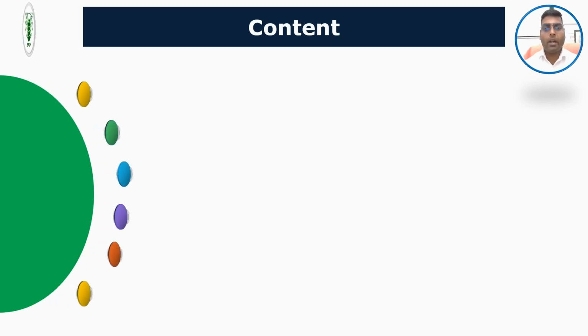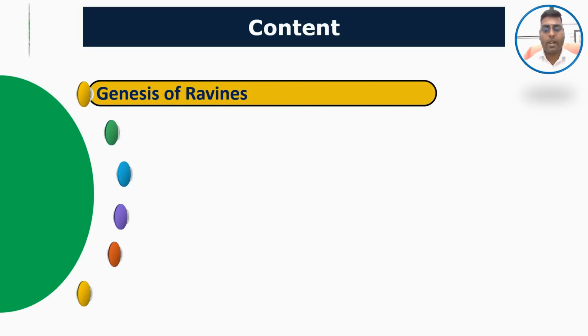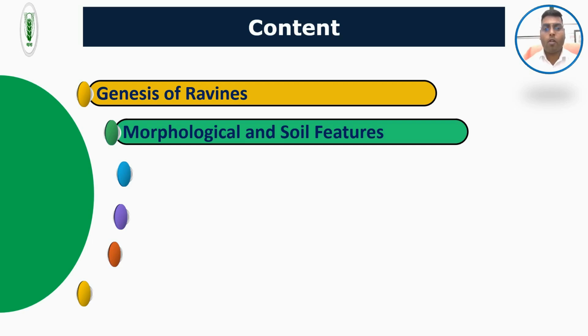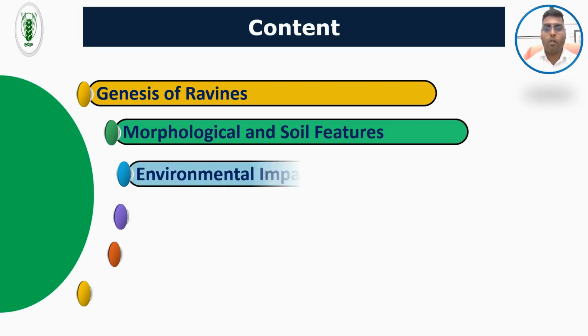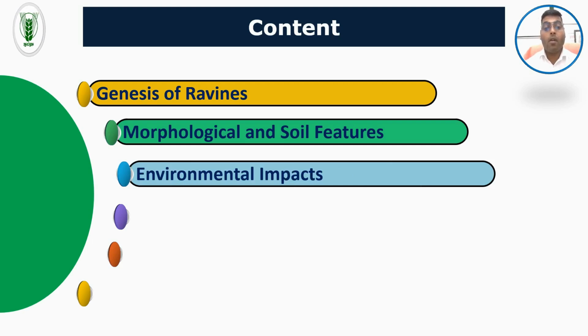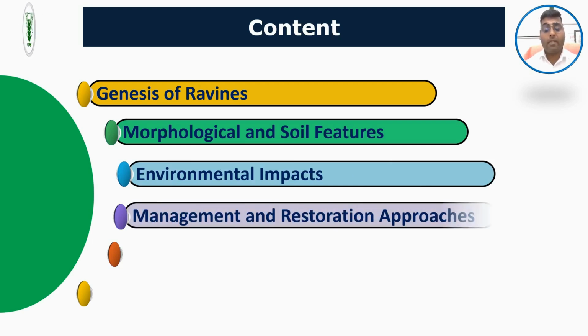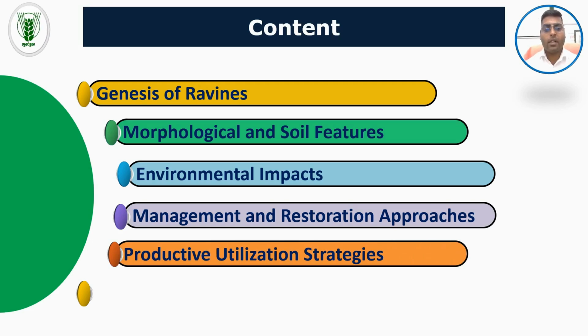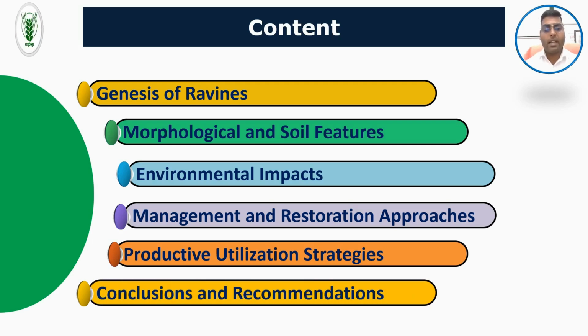So, my topic will cover six main aspects. Number one, genesis of ravines, how ravines are formed. Then, what are the morphological and soil features of ravines? Then, what are the environmental impacts of the ravines? Then, how we can manage the ravine land, and thereafter how we can productively utilize the ravine land, and then finally conclusions and the recommendation.